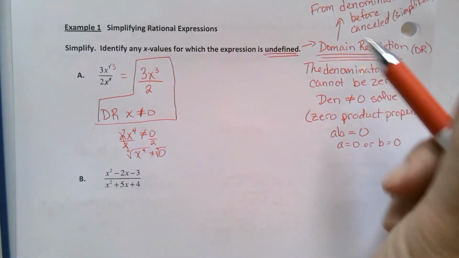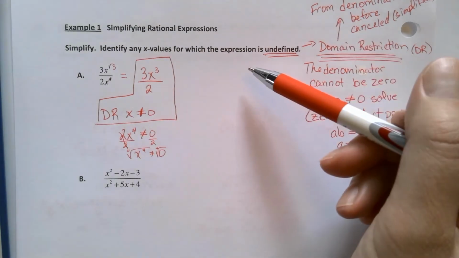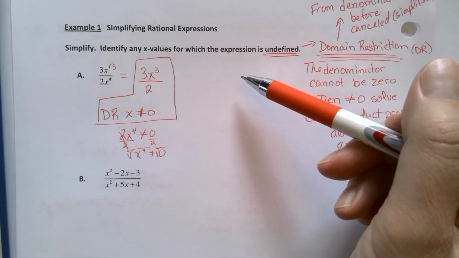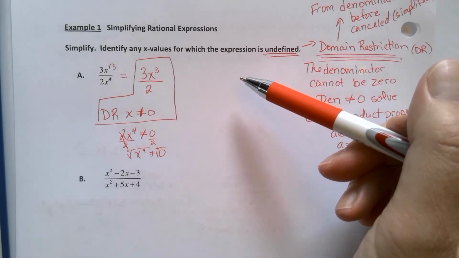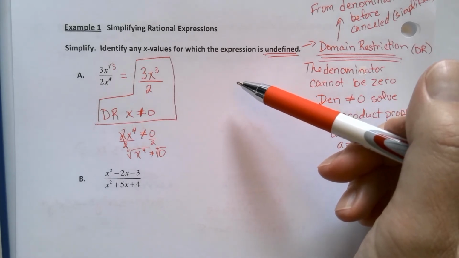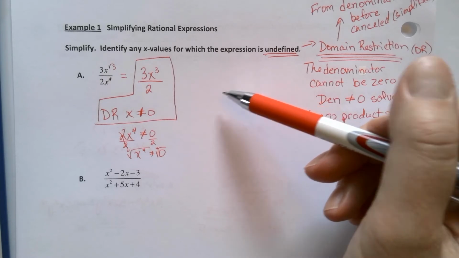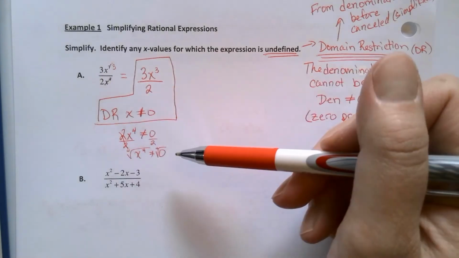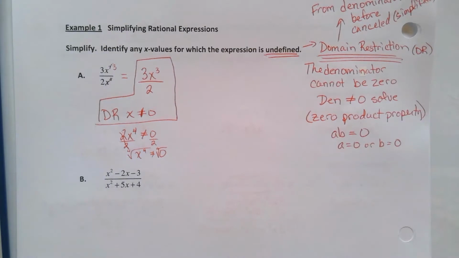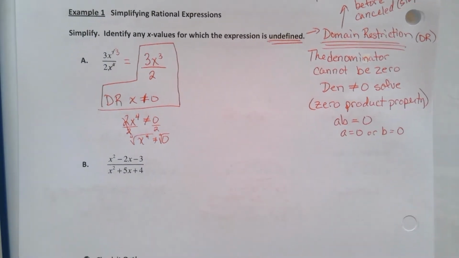Okay? Now, domain restrictions come into play different ways later with asymptotes and breaks and graphs, but that's another lesson. So I just want to bring that up, that you will come back and talk about domain restrictions and what they mean when you're graphing and looking for domains and ranges.